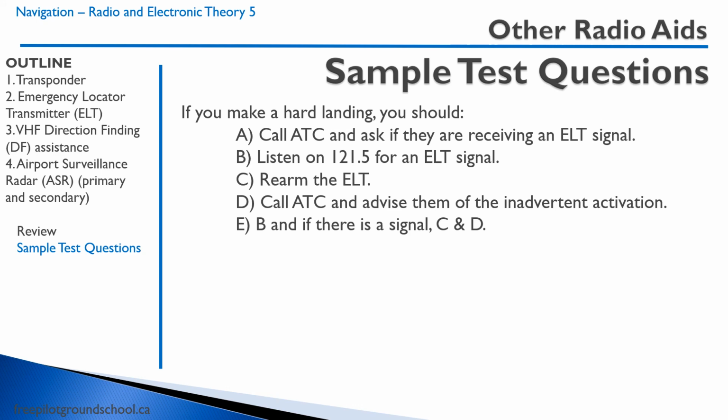So the correct answer actually in this case is E. You're going to listen on 121.5 for a signal. If you hear it, you want to rearm it. So that means you shut it off and rearm it. That rearms the G switch for the next flight. And then you're going to call ATC and advise them that you accidentally set it off, just so they're not looking for you. That concludes this lesson on radio and electronic theory.